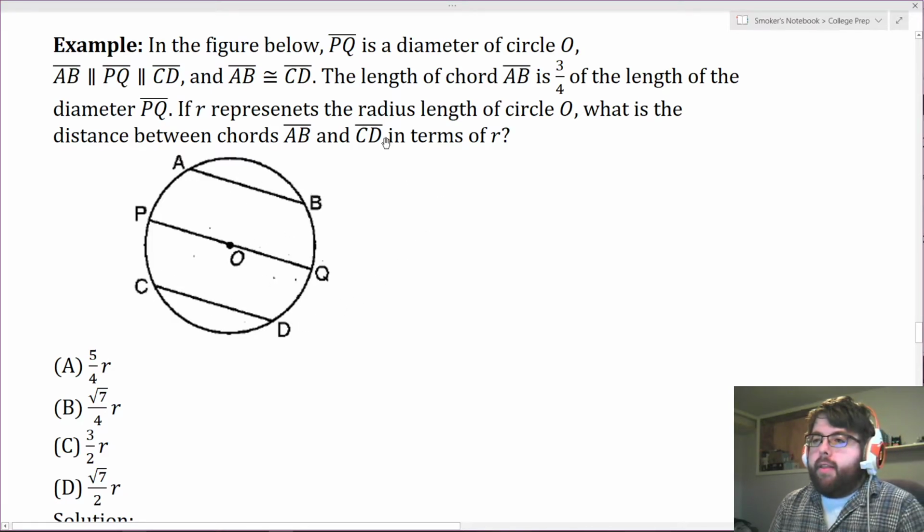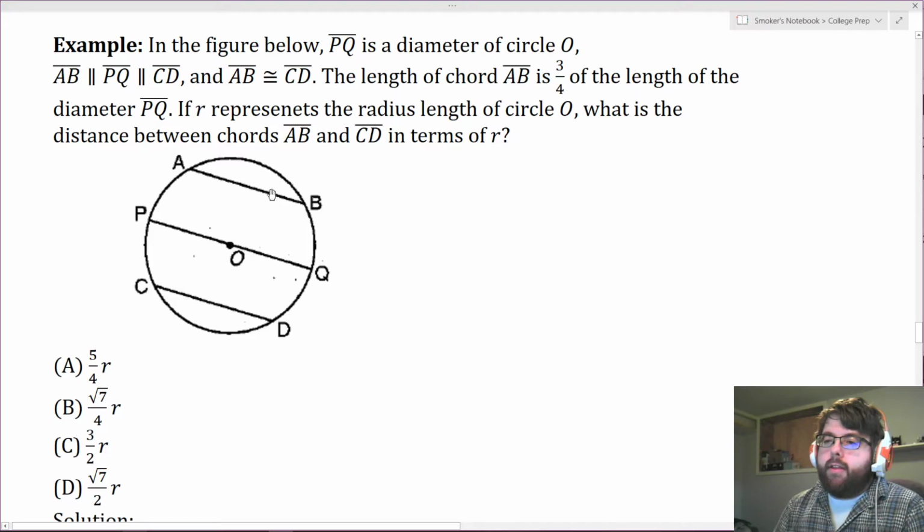Okay. The length of chord AB, remember chord is a line segment that goes through a circle at 2 points, is 3/4 the length of the diameter. So if this diameter here was 1, this would be 3/4. If this was 12, this would be 9, because 9 is 3/4 of 12. If R represents the radius length of circle O, so that would be like from here to here, what is the distance between chords AB and CD?